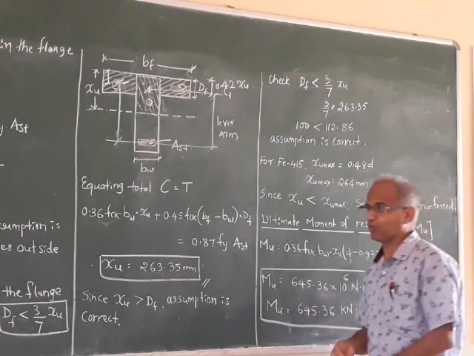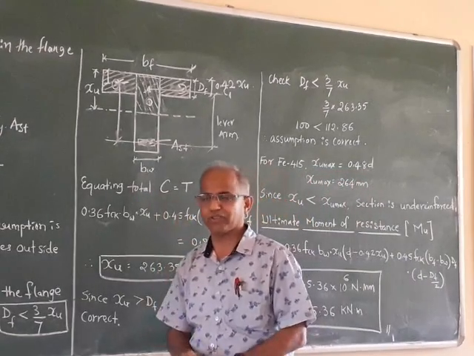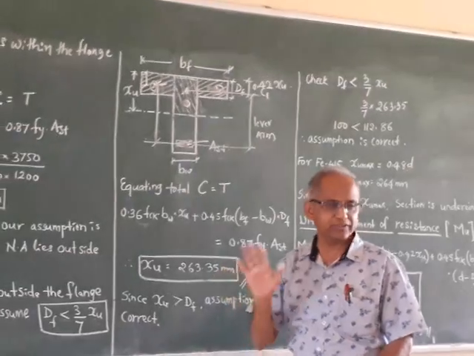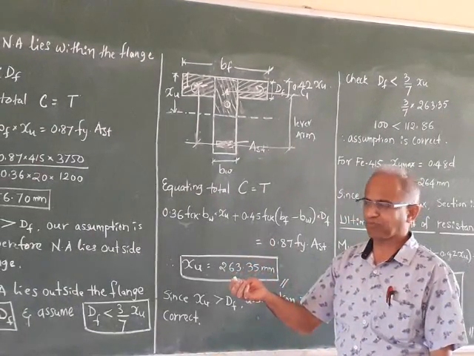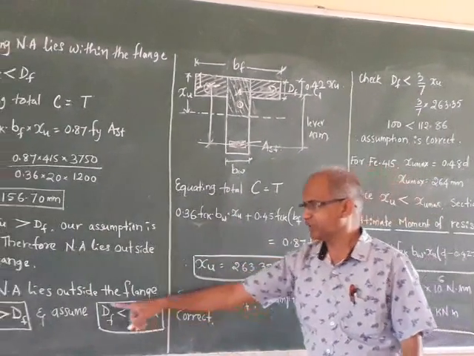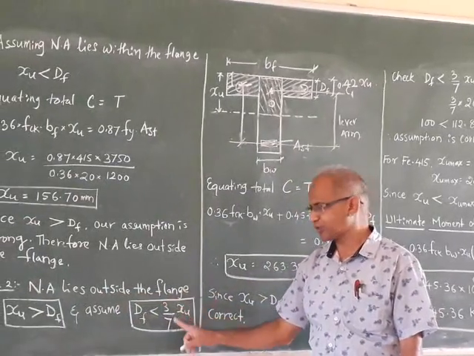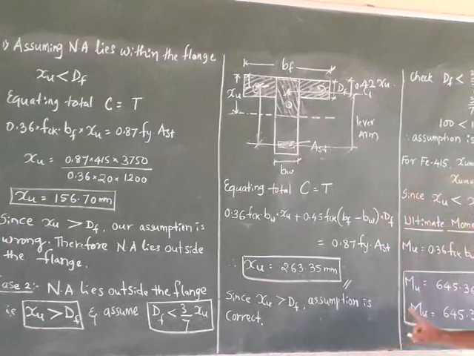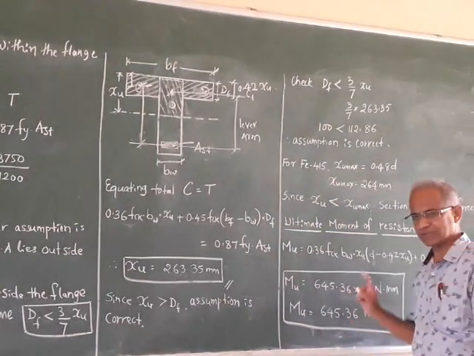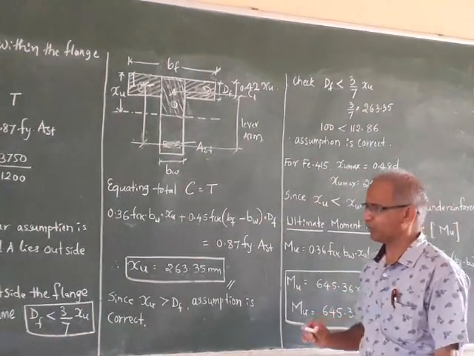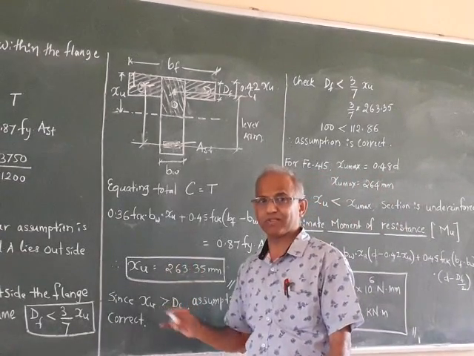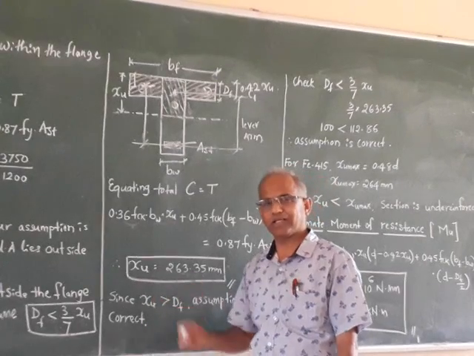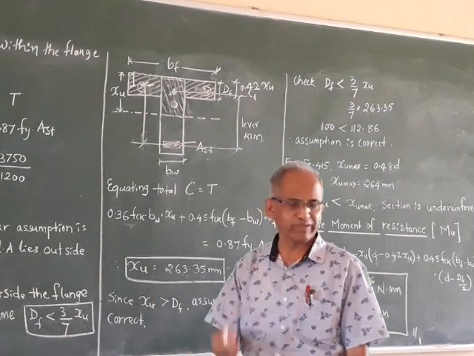So this is the problem you may get in the examination. Try to remember: initially we assume the neutral axis is inside the flange and check the condition. If it is not, then in the second case, the neutral axis is outside the flange, and we check that condition. And finally we find the ultimate moment of resistance. Hope you understood this problem. Try to solve this problem, just by seeing the video you are not going to get it. Try to solve the same problem. If you have any doubt, feel free to ask me.